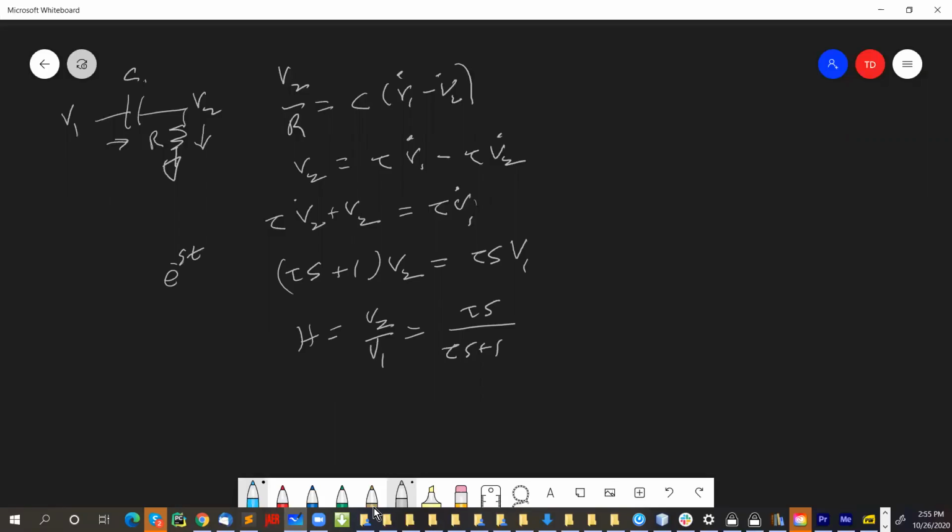Is that clear? This is a little bit tricky, huh? Thinking about what s is. Remember, s is a complex frequency.